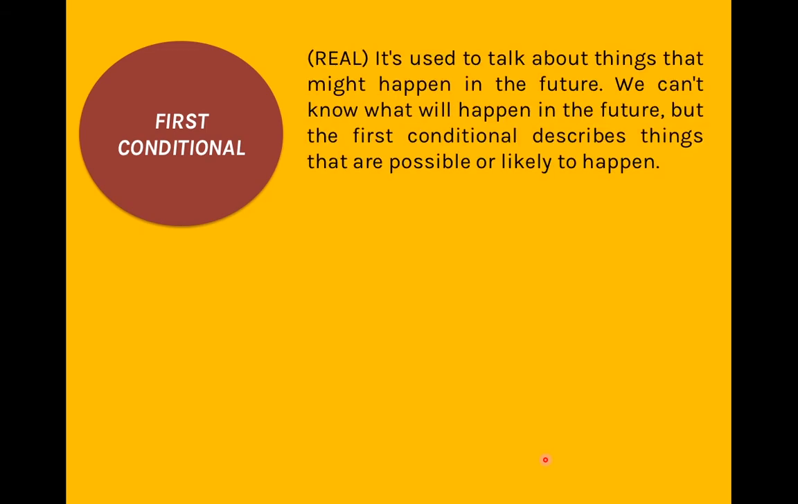So, first conditional, it's real and it's used to talk about things that might happen in the future. We can't know what will happen in the future, but the first conditional describes events or actions or things that are possible or that are likely to happen. If it rains, I won't go to the park. Is it possible that it rains? Is it likely that it rains? Yes, it's absolutely possible that it rains.